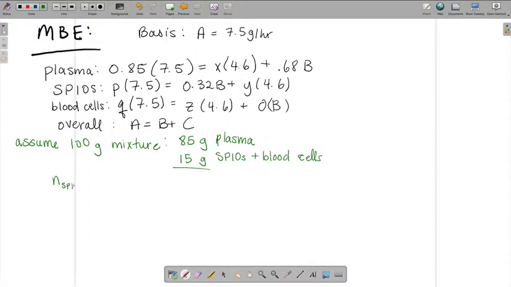Now, we know that the number of moles of SPIOs times the molar mass of SPIOs, or the molecular weight, which is 1.4 E3 daltons, plus the number of moles of blood cells times the molecular weight of blood cells, which is 4.5 times 10 to the 5th daltons, plus 85, which is the number of grams of plasma, is going to equal our total, which is 100 grams of mixture.